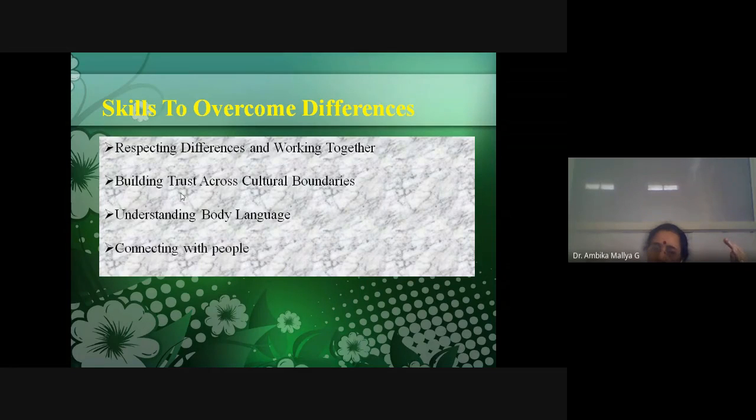And when you have the skills to understand all these things, connecting with people becomes easier. Okay, connecting with people becomes easy.